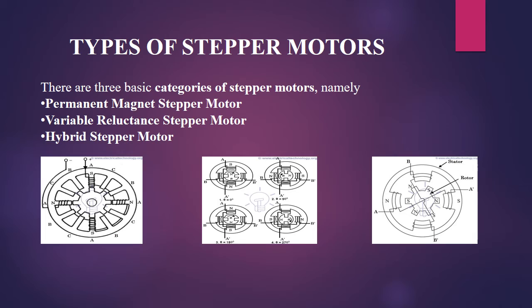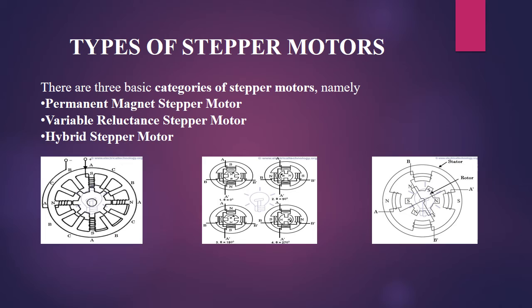The two coils are connected in series to form the winding of phase A. Similarly, the two coils are connected in series forming the phase B winding. So, the figure shows a 4x2 pole permanent magnet stepper motor.